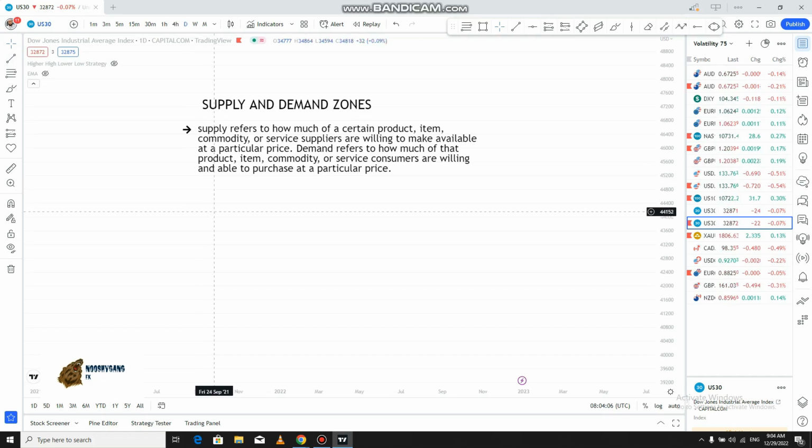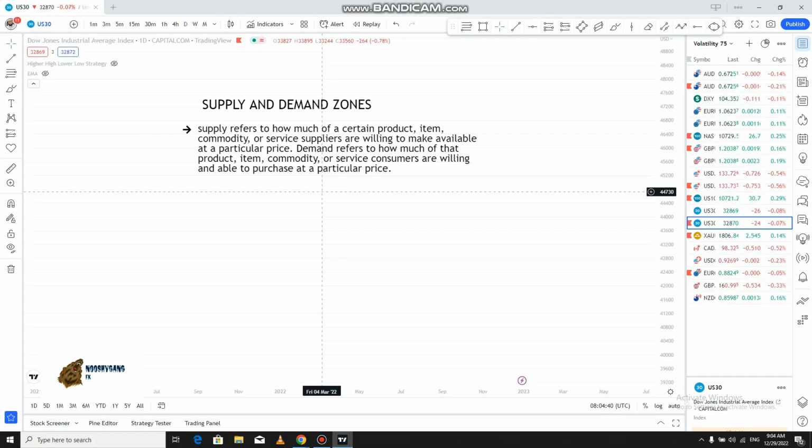What is a demand and what is a supply? Well, a supply refers to how much of a certain product, item, commodity, or service suppliers are willing to make available at a particular price, while demand refers to how much of that product, item, commodity, or service customers are willing and able to purchase at a particular price. As you can see, supply and demand are the dominant drivers of price.